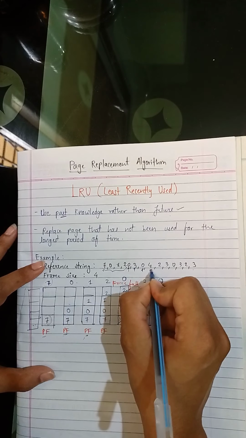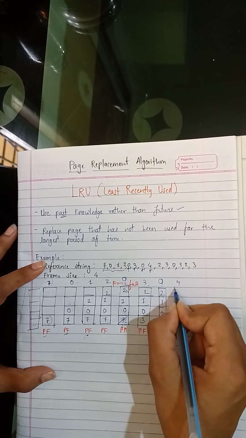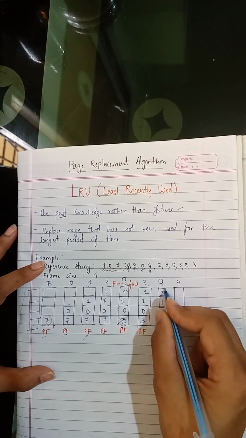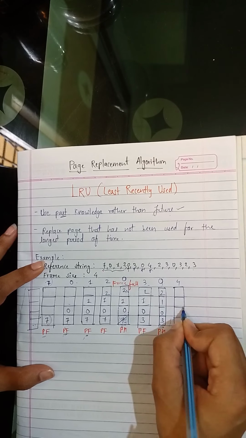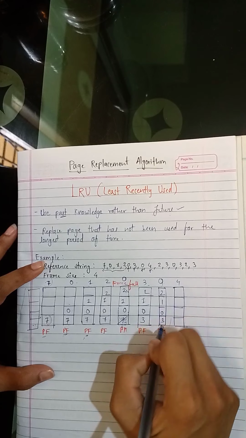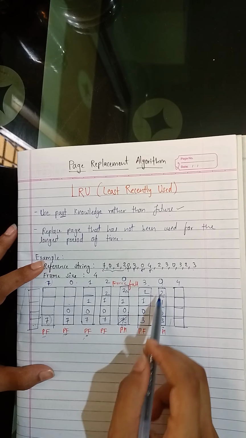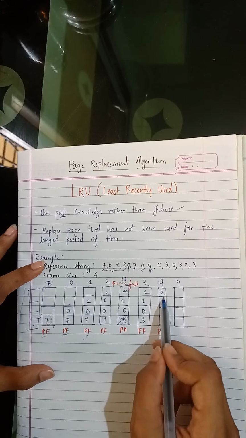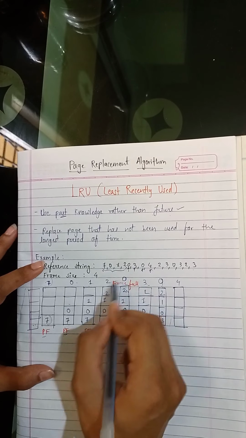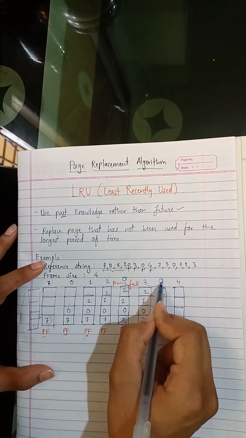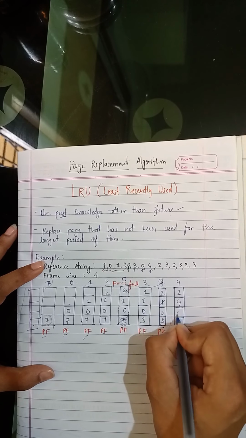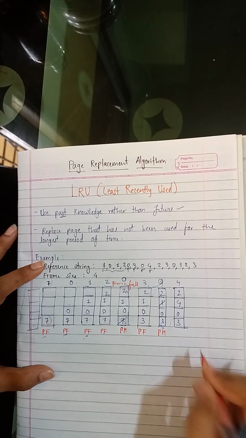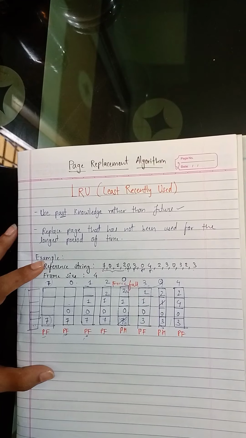Alright, next we have 4. Similarly for 4, do we have 4 present here? No, we don't. We need a replacement. So which one to replace? Among 2, 1, 0 and 3, look at the element which was used earliest. Looking at the order of use, 2, 1, 0, 3, among these the one used earliest is 1. So replace 1 by 4. It is as simple as that, and mark it as a page fault.